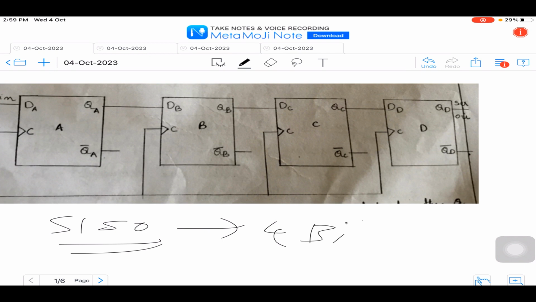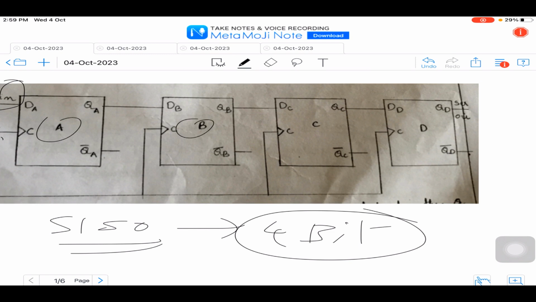As the diagram indicates, this is a 4-bit shift register because you have 4 D flip-flops connected together. This is your serial input data. This is the clock pulse, which is applied to all 4 flip-flops, A, B, C, D. You can see DA as the input and QA as the output, but the other output is left out because only one output is shifted at a time.